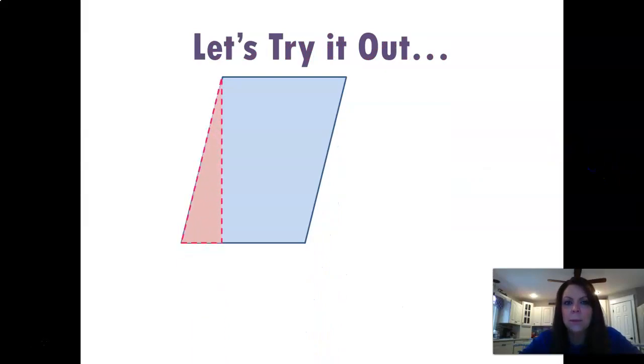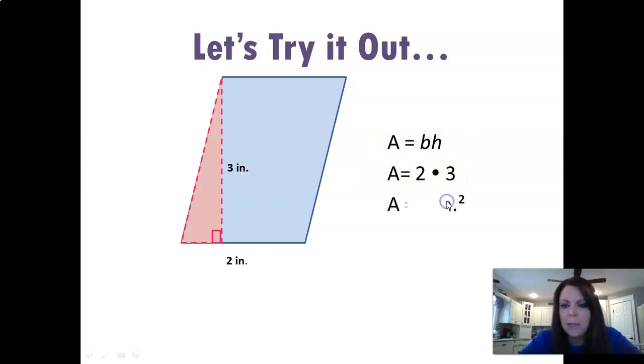So let's try this out. So here we know that this is our height line, right? Our height line that goes from the bottom to the highest top point. The height is 3 inches. The base is 2 inches. Our formula is area equals base times height. So the base is 2 times the height of 3. So the area equals 6 inches squared.